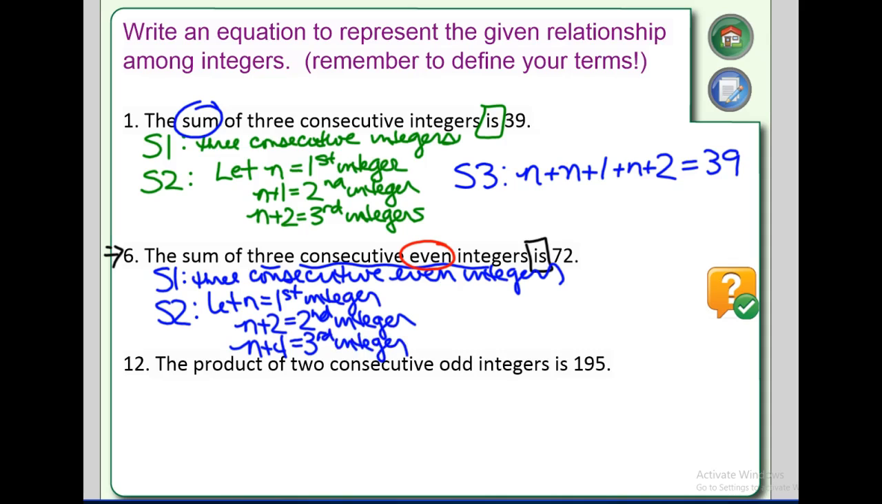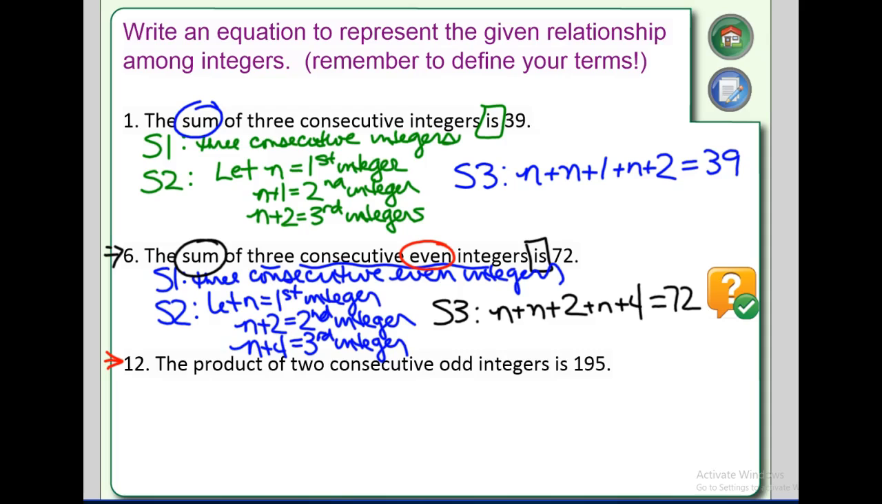Okay, so we've got step 1. We know what we're looking for. Step 2, we've got all of our let statements. So now let's write our equation. Step number 3. What's our operator word? Yeah, sum. So we're going to add up all of our integers. We're going to add up all of our let statements. So the first integer is n. The second integer is n plus 2. And the third integer is n plus 4. And their sum is 72. Nicely done.